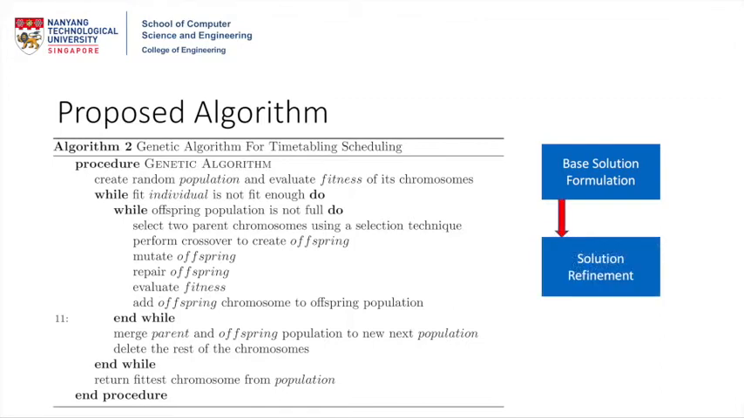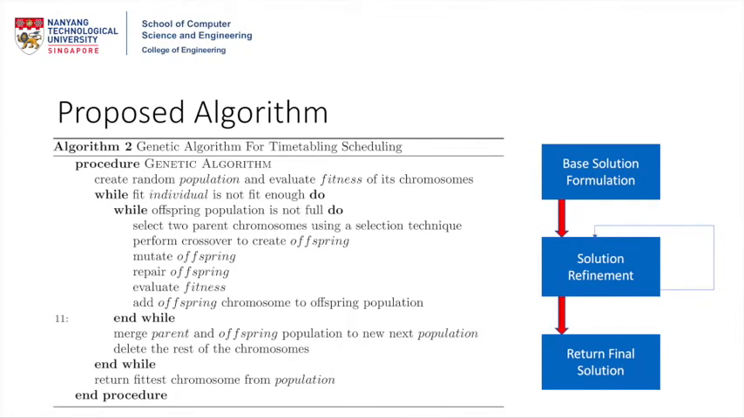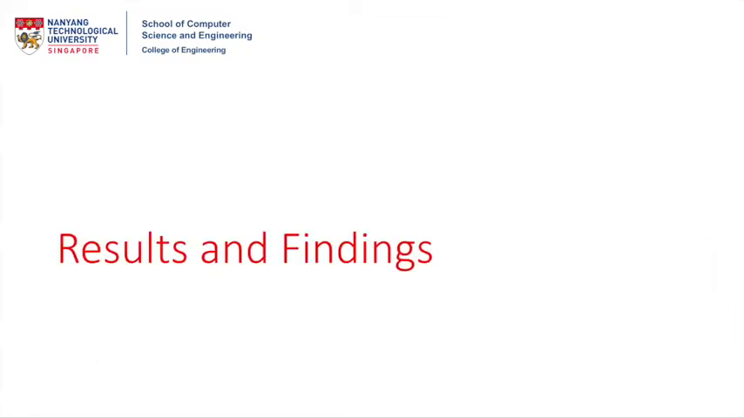Next, in solution refinement, it will select 2 different timetable schedules from the pool to create a child solution, mutate, repair, and evaluate the fitness of the child. The idea of this algorithm is to improve the pool of solutions like a genetic evolution. It will return the best schedule where all hard constraints are resolved.